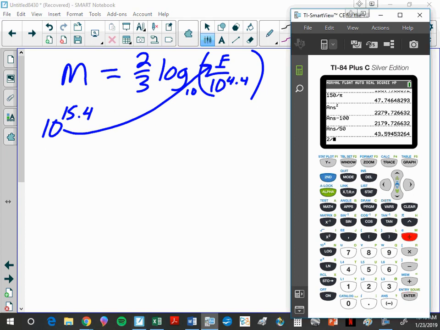So 2/3 log of 10 raised to the 15.4 divided by 10 raised to the 4.4. And then make sure you put your parentheses down like that. And I get 7.3. So how much stronger is a 7.3 earthquake compared to a 6 earthquake? 100 times stronger.